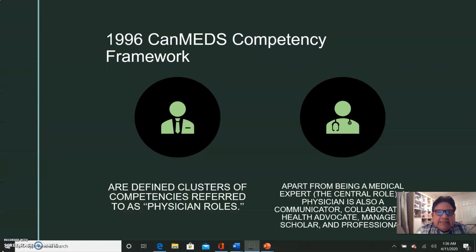To meet the society's expectations of a medical professional, in 1996, the CanMEDS Competency Framework was introduced. This formal framework has defined clusters of competencies referred to as physician roles, which all medical students must surpass. This is to assure the medical student graduates with full abilities as a physician. These days, physicians are not only medical providers, they are communicators, collaborators, health advocates, managers, scholars, and professionals.